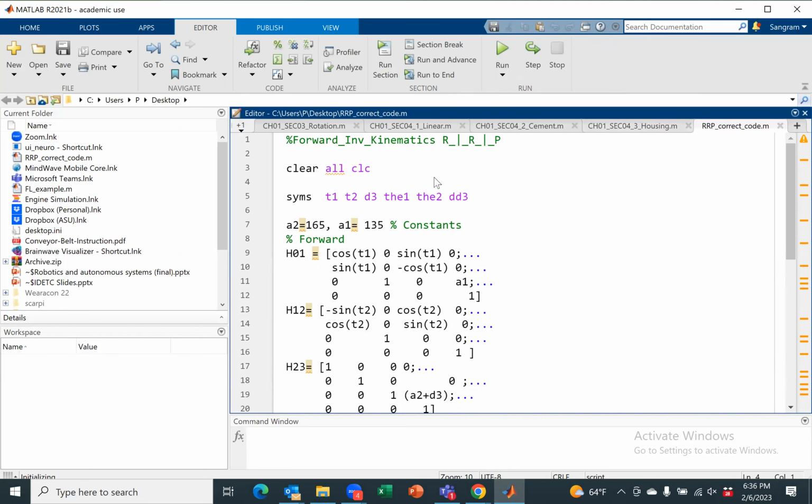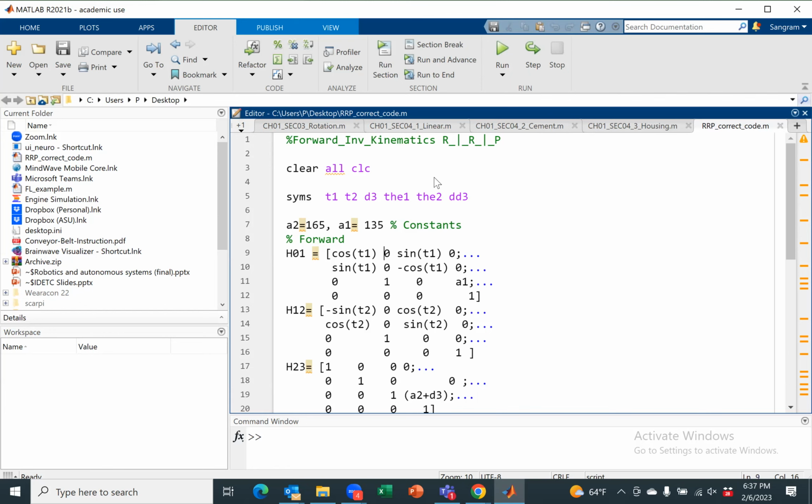first, clear all, then next I have theta1, theta2 and d3. So these are the three variables, theta1, theta2 and d3. I'm just specifying the values of a2 and a1. These are just the constants. Now what I want you to do is quickly take a look at my 0h1.